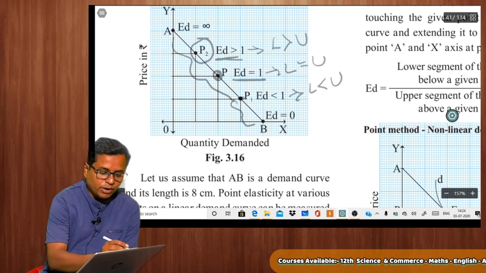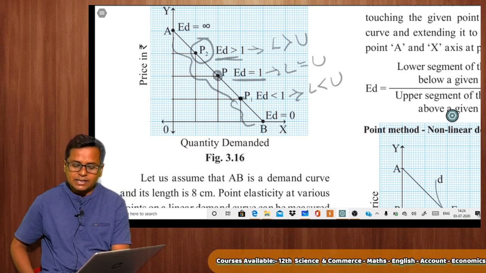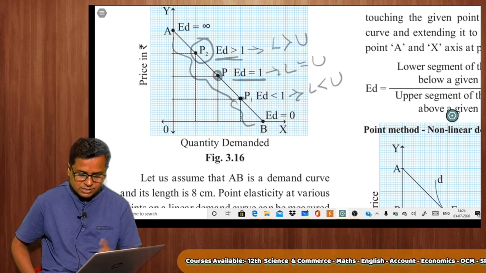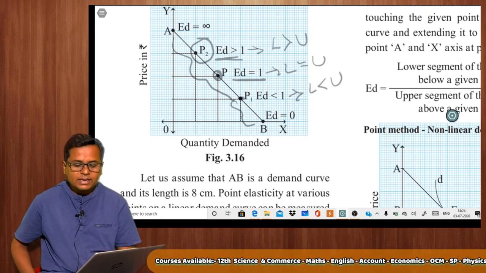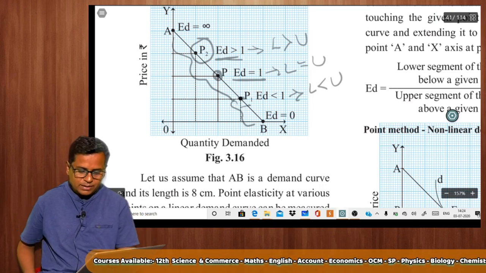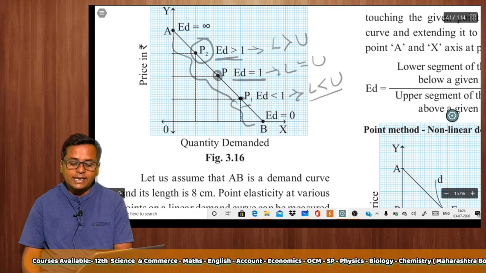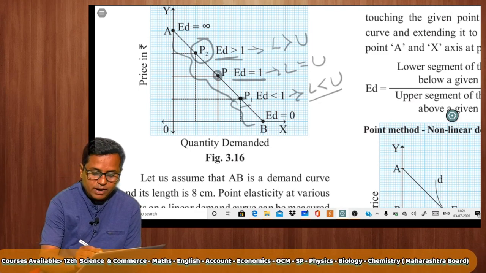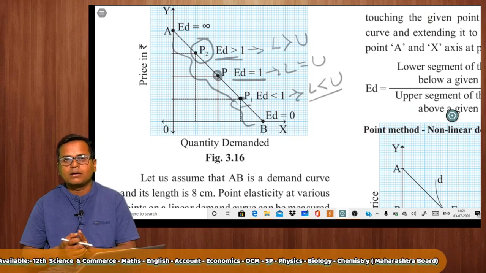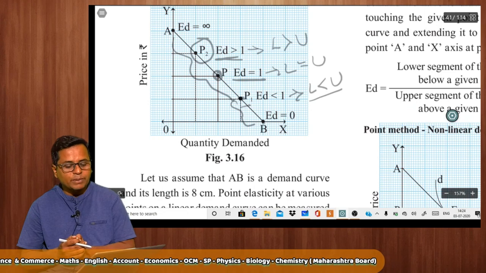Therefore, at point P2, elasticity of demand is greater than 1, means relatively elastic demand. At point P, elasticity of demand is equal to 1, means unitary elastic demand. At point P1, demand is relatively inelastic. Why? Because the lower part is less than the upper part. What about point A and point B?